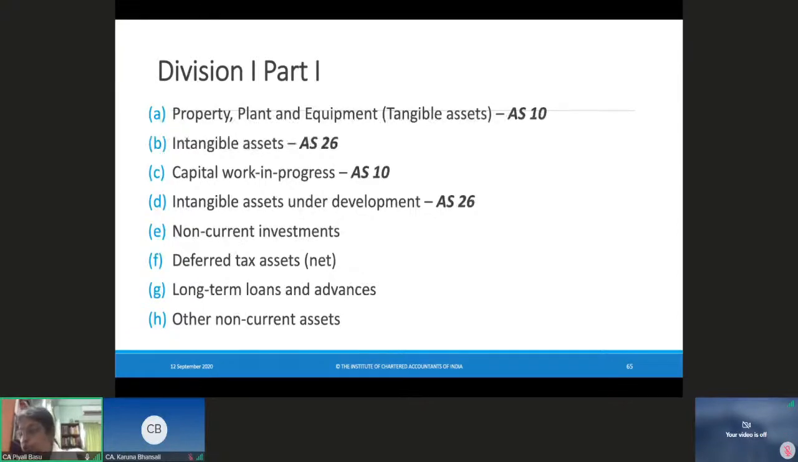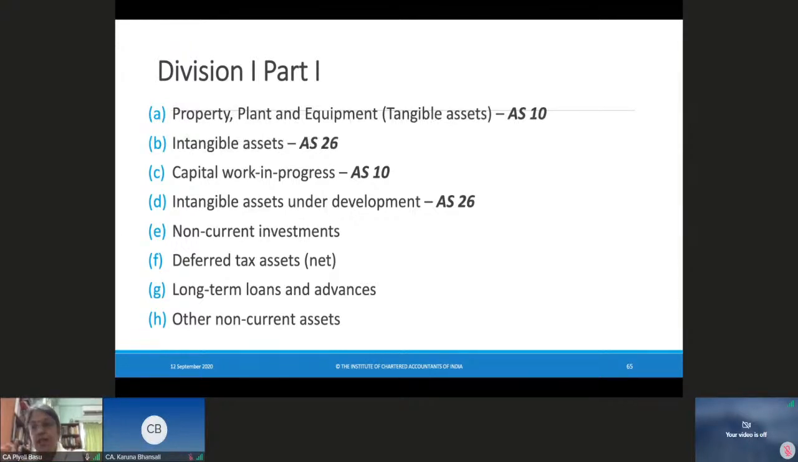Quoted means quoted on the stock exchange. The unquoted ones are unquoted shares. So accordingly, it will be taken into consideration. Appreciation, we do not take. Diminution, we take into consideration.